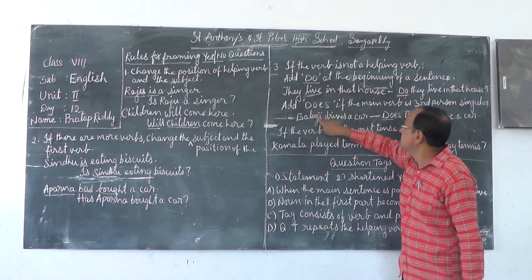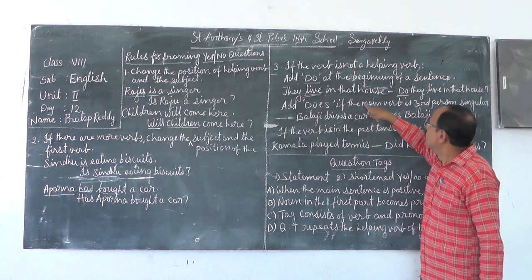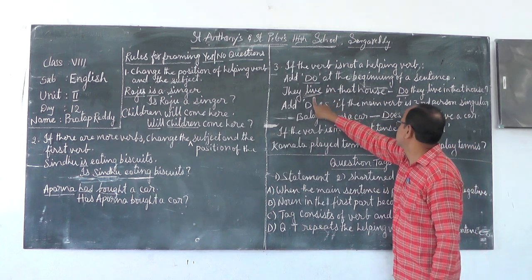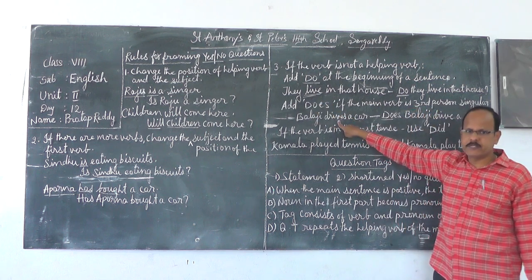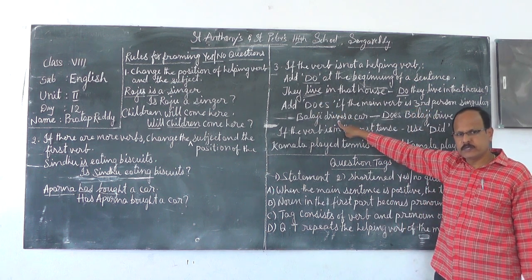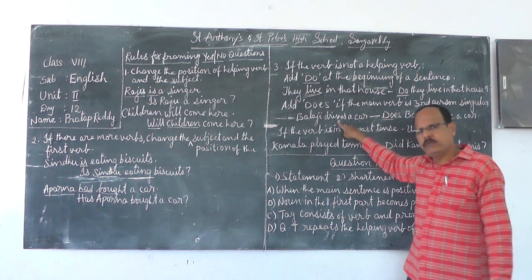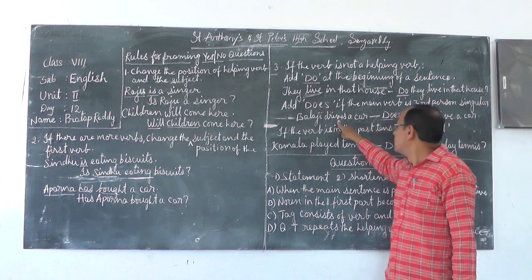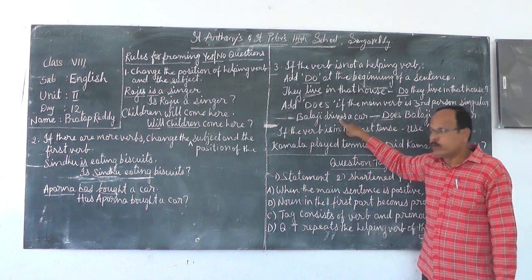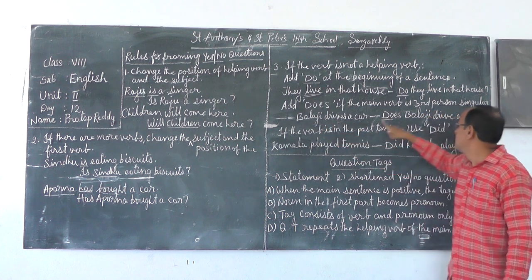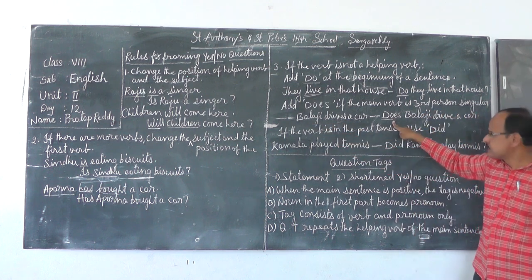Do is present tense, and for example, live is present tense, and drives is also present tense. Live is present tense, and we begin the question with do. Drives is present tense, and it is third person singular, so we begin the question with does.